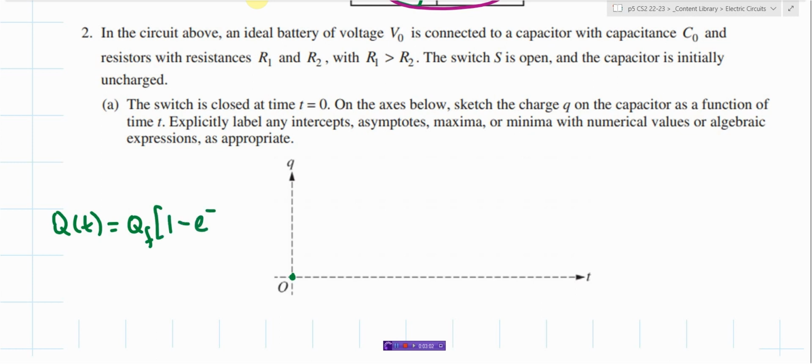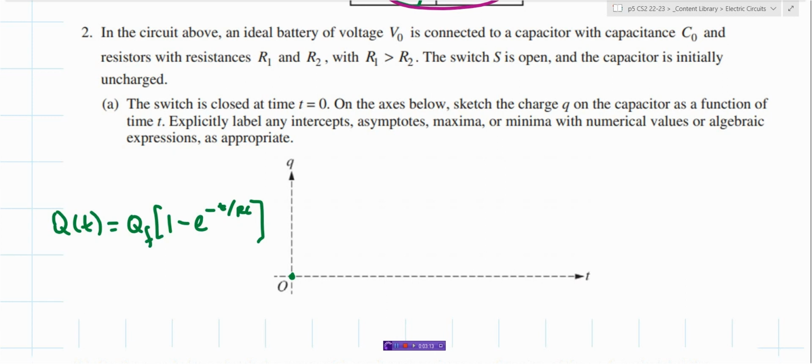1 minus the decay becomes growth, with RC in the exponent. That's the shape. That's this kind of shape where you've got an asymptote at QF, the final value that you're going to approach is QF. Let's see if I can make an asymptote. All right, that's good enough.